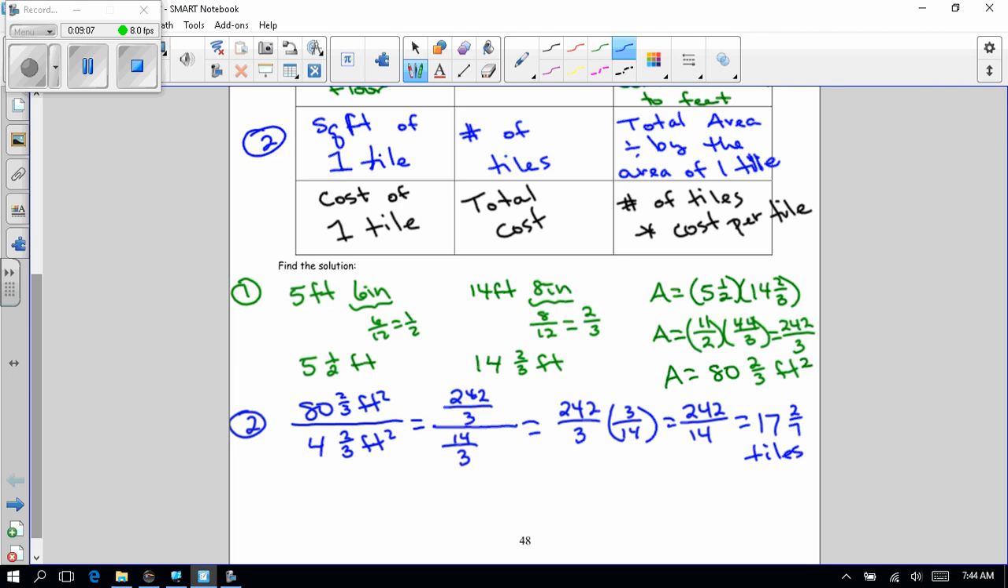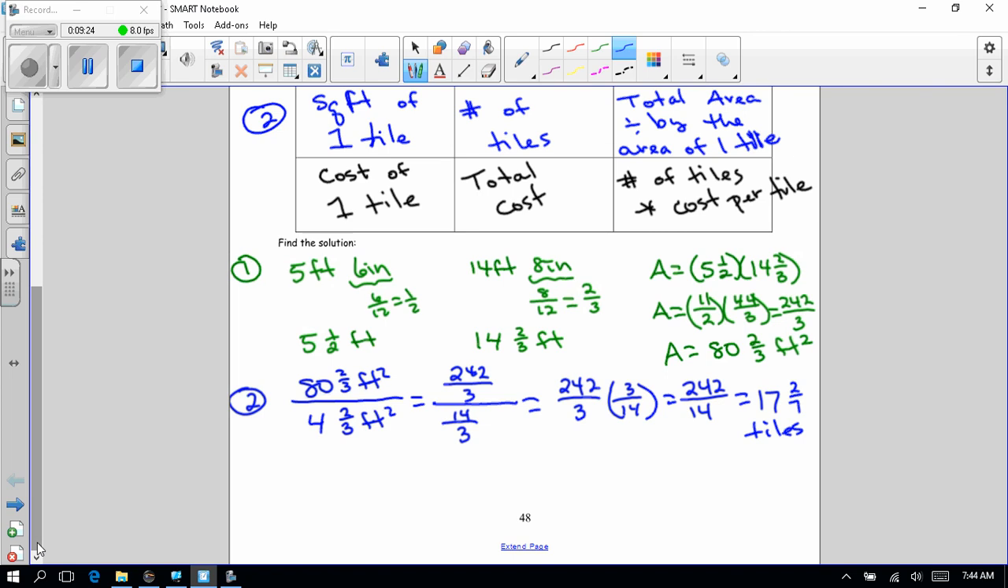Now, if you go to the tile store, right, you go to Home Depot, you go to Lowe's, one of those places, and you're going to buy tiles, you're not going to walk in and say, I need 17 2/7 of a tile. All right, the guys there, gals there are going to look at you like you're crazy. So how many do you actually have to order? Now, I know normally we would round down, but I need 2/7 of a tile. I need to have that little fraction of a tile, right?